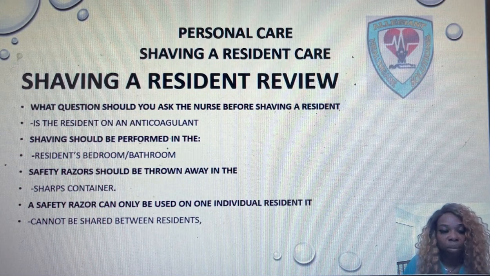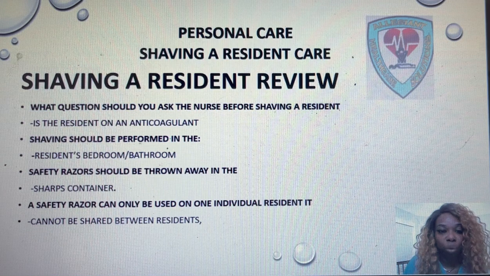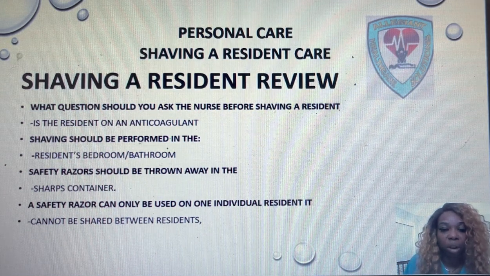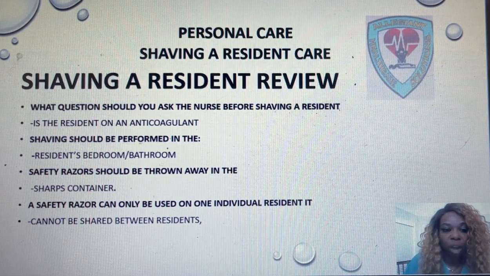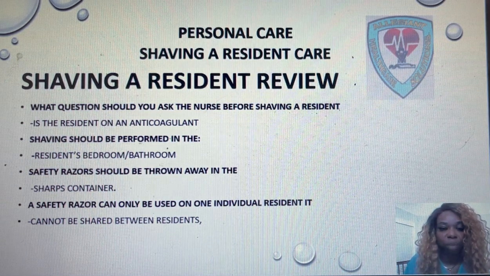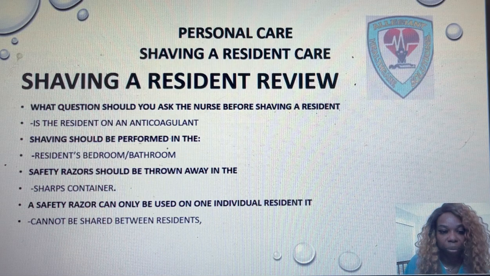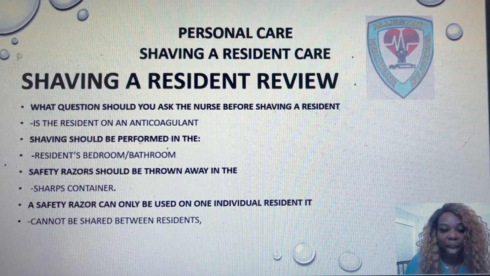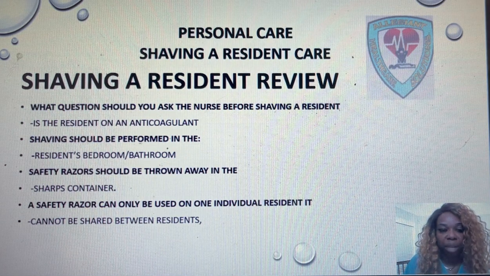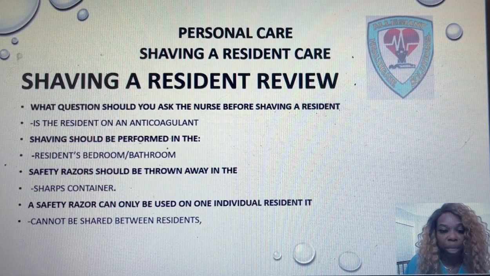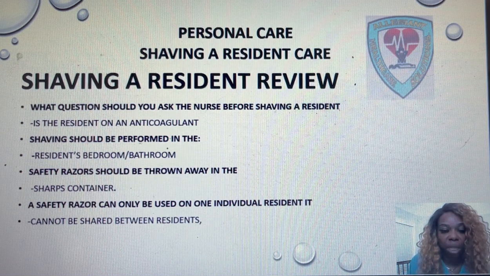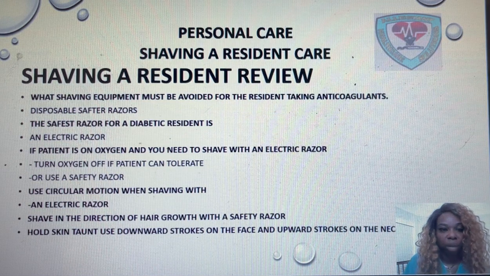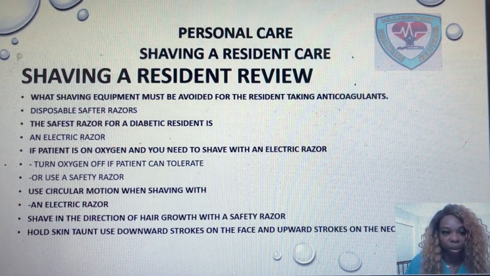When you're shaving a resident, this should happen in the resident's room or in the bathroom. And when you discard the razors, they should be discarded in a sharps container if you're using a safety razor or a disposable razor. You should not be sharing safety razors and disposable razors between individuals. Each individual should have their own personal care products. They should not be shared.